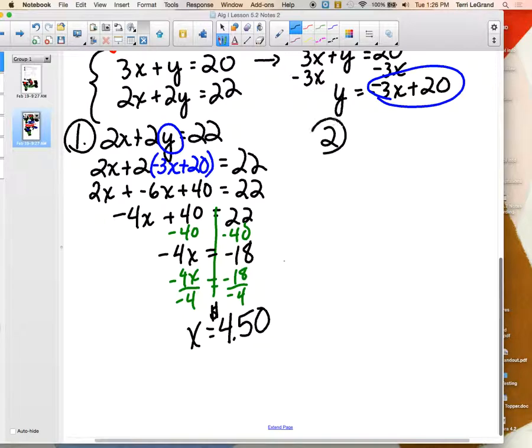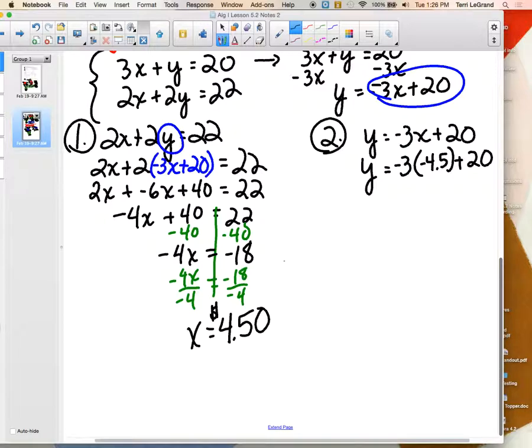Now we'll go find the other one. We'll go y equals negative 3x plus 20. We know what x is now, so we're going to sub it in. But I'm going to leave the dollar sign off of it and the 0, just to make cleaner writing right now. Not negative 450. That would be giving you the CD for nothing. Whoopsie. $4.50 times 3 is $13.50, and a negative times a positive is a negative.